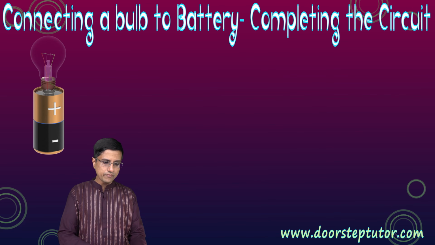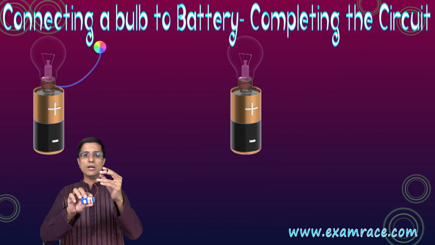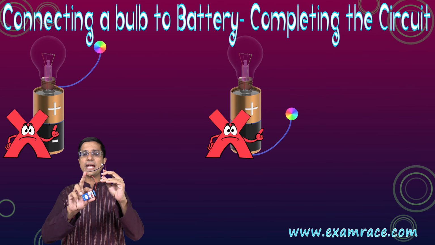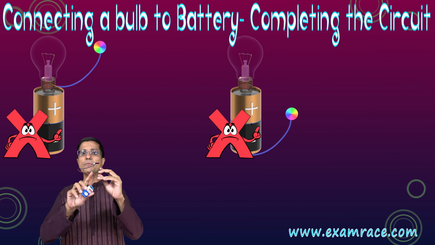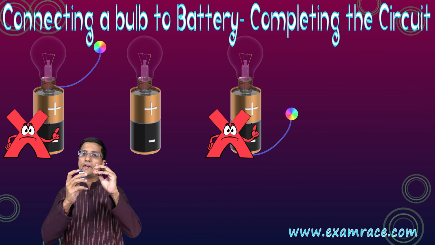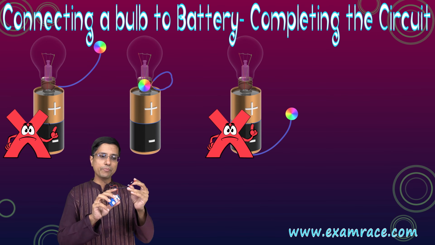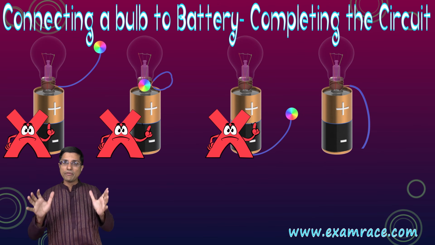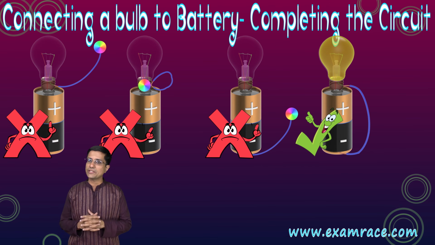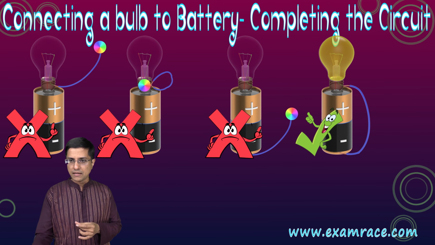And if you notice, the only correct way to connect a bulb to a battery is if I connect one end of the bulb to one terminal of the battery, and the other end of the bulb is connected to the other terminal of the battery. There is no other way to make a good connection. And of course, at the same time, we also have to make sure that all our wires are properly connected. There is no loose connection, nothing like that.